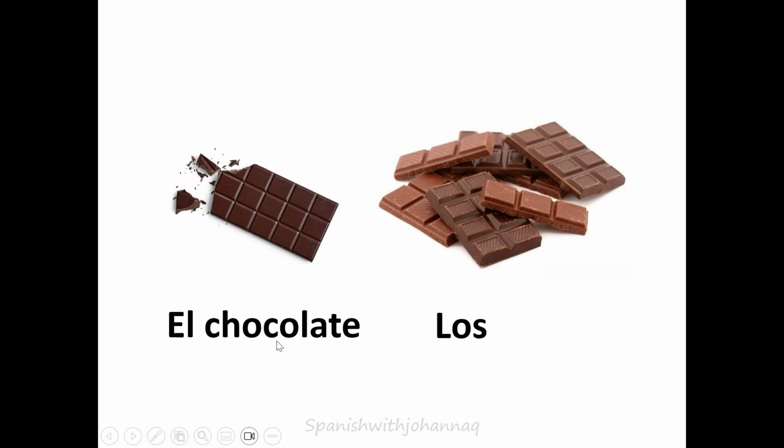So let's start. Here we have this word, el chocolate. That means the chocolate. Only one. So we are going to learn how to make this word plural. This is very simple. If the word ends with a vowel, in this case it ends with E, the thing that you need to do is add S at the end. So only one, el chocolate, the chocolate. And more than one, you just need to add S at the end of the word. So let's say the chocolates. Los chocolates.